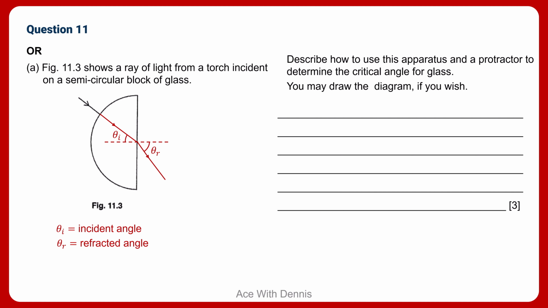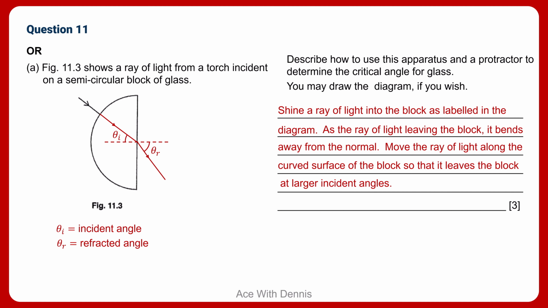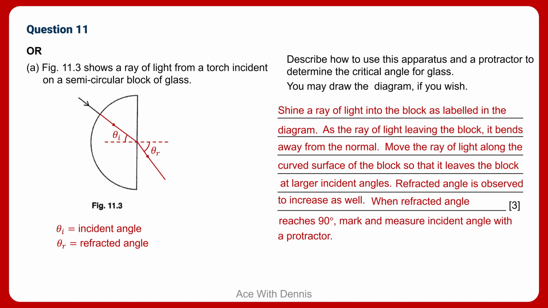Now I want to briefly describe the experiment, how to determine the critical angle. So shine a ray of light into the block as labeled in the diagram. As the ray of light leaves the block, it bends away from the normal. Move the ray of light along the curved surface of the block so that it leaves the block at larger incident angles. The refracted angle is observed to increase as well. When the refracted angle reaches 90 degrees, mark and measure the incident angle with a protractor. This incident angle is the critical angle.